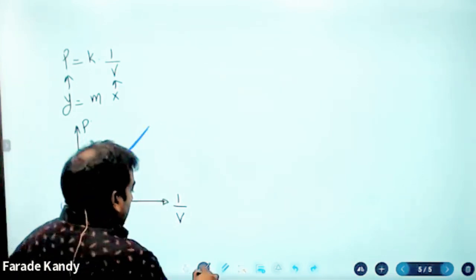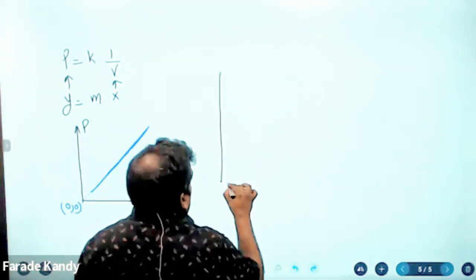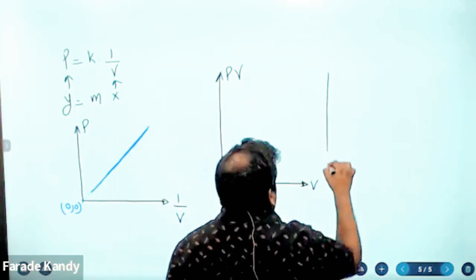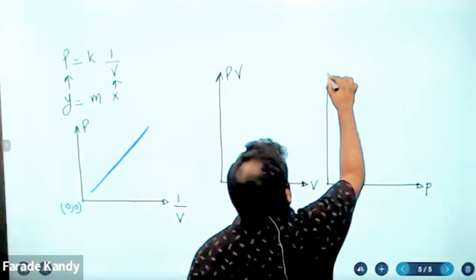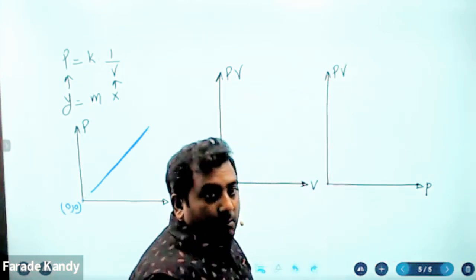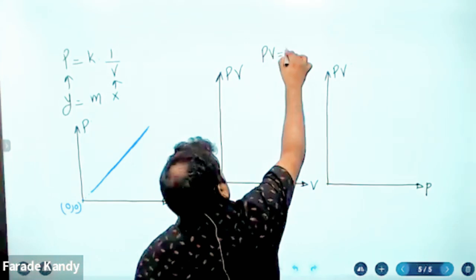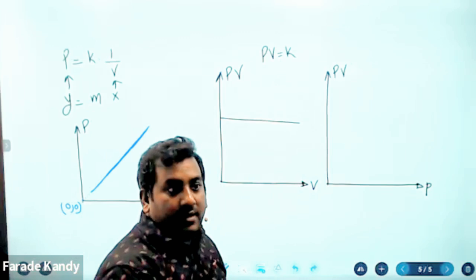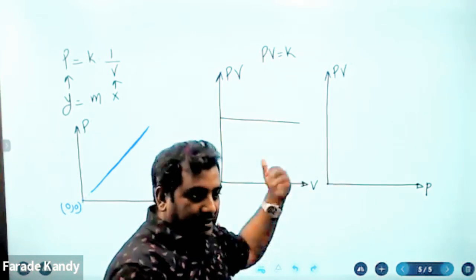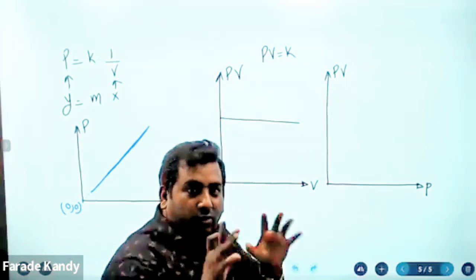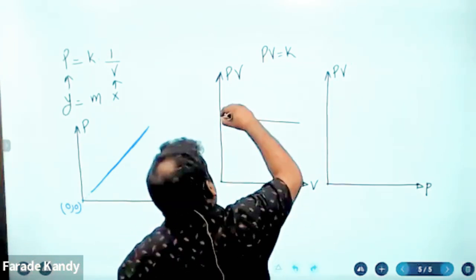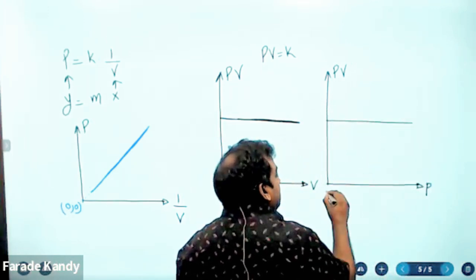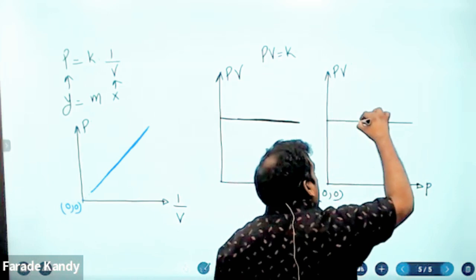Right. Next, what else? They'll ask you to draw PV versus volume, and they might ask you to draw PV versus pressure. But all of you know PV is going to be a constant. So even if volume increases, PV is constant. When volume is increasing, pressure will what? Reduce. PV magnitude will always be what? Same. Here, pressure might increase, volume will reduce, PV is going to be constant.